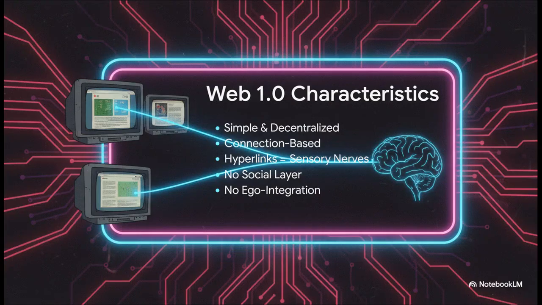You know, the early web was just simple. It was decentralized. It was all about connection. Think about hyperlinks as the web's first sensory nerves. You'd click, you'd get a direct response, a simple reflex arc. And here's the crucial part. There was no social layer, no tracking, and absolutely zero integration with our egos. It was a tool for finding information, not for building an identity.